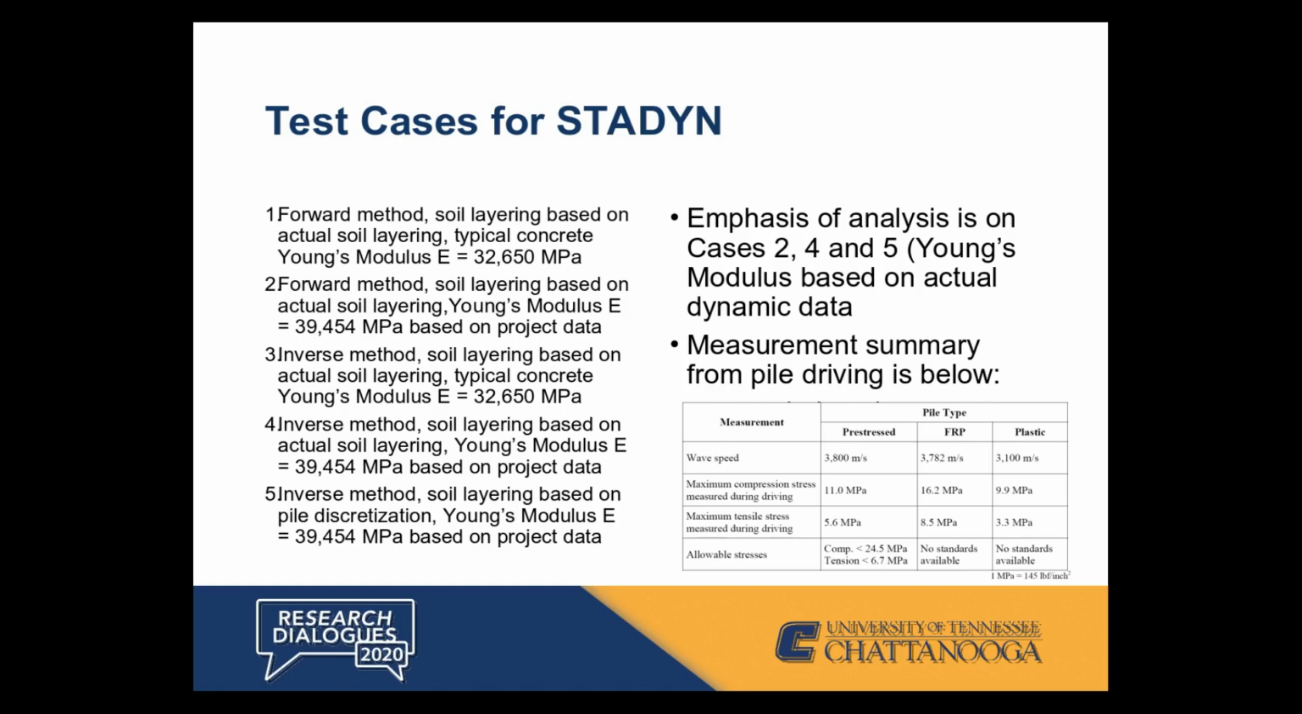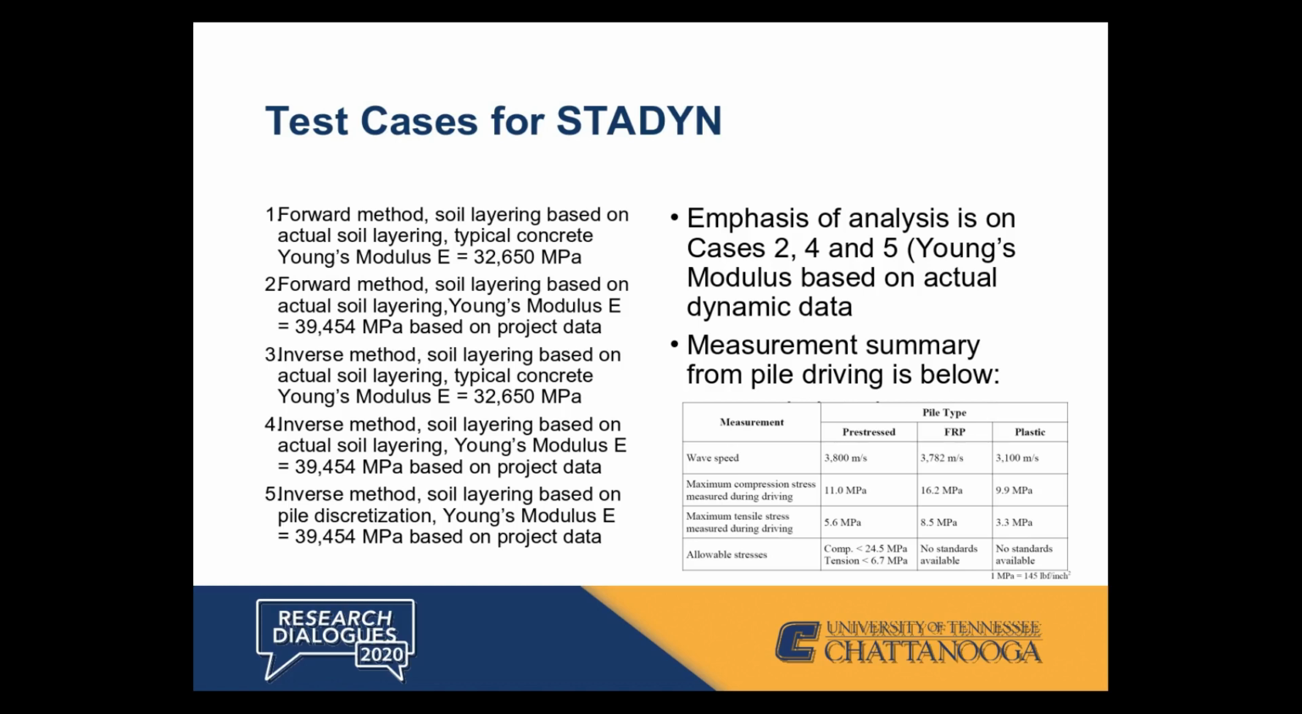Cases 2, 4, and 5 use the higher Young's modulus and the higher wave speed. And case 2 is the forward method, and cases 4 and 5 are the inverse method. The difference between 4 and 5 is that in 4, we try to reduce the number of layers and thus the number of variables that the program optimizes, at least the soil variables, by trying to reduce the layers of what the soil borings indicate that we should have.